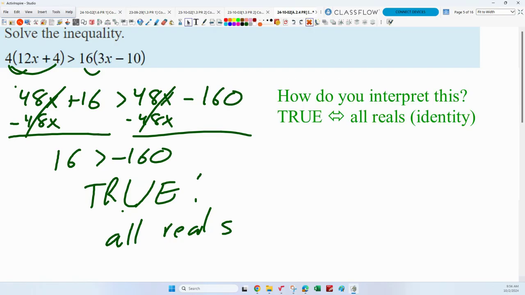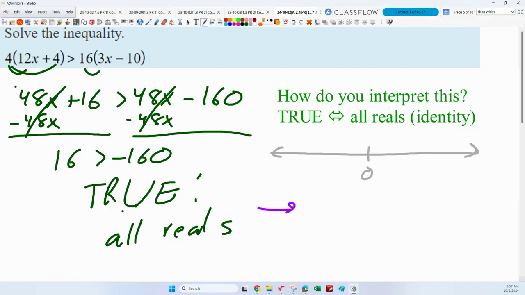Okay, so we know it's all reals. How would I write that using interval notation? Now, if I graphed it, what would the graph look like? How would I graph the solution all reals on the number line? What would it look like? What do you think, Juliana?